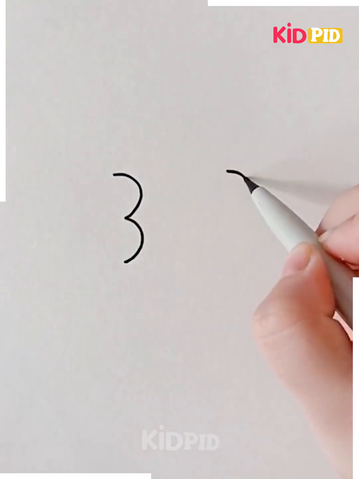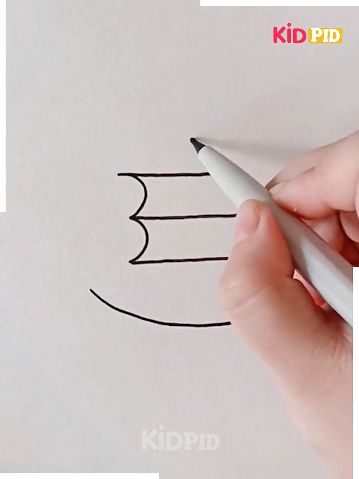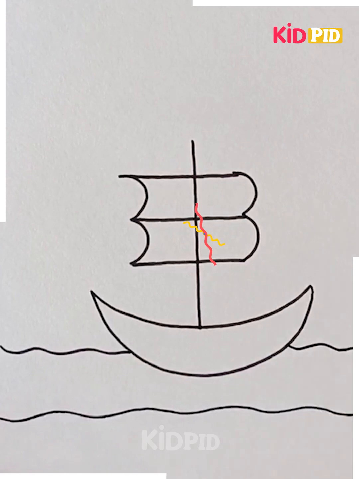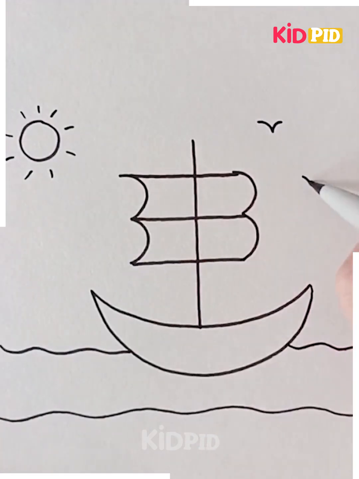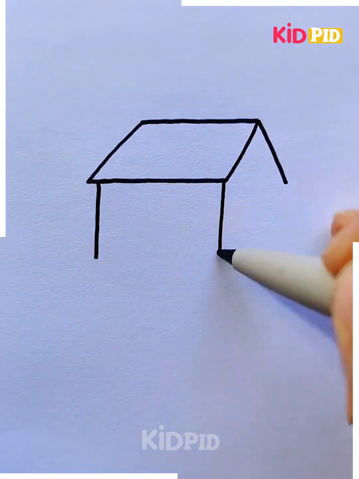So here I'm drawing three trees and then joining them, and I'm drawing a boat. So after a boat is being drawn, a sun is being drawn and a crow is being drawn. So let's move on. Here again a house is being drawn.